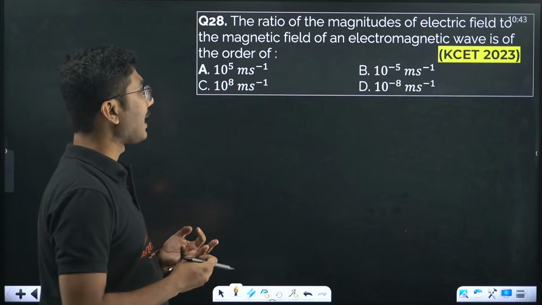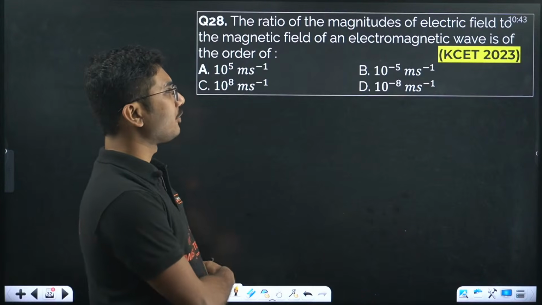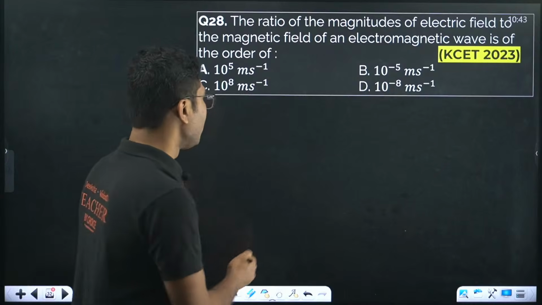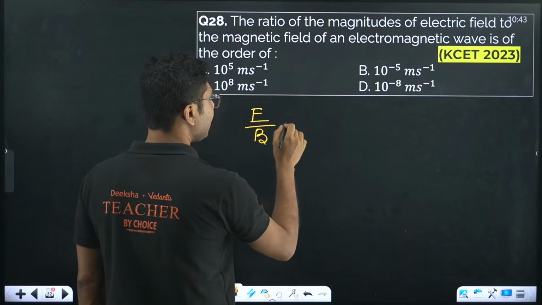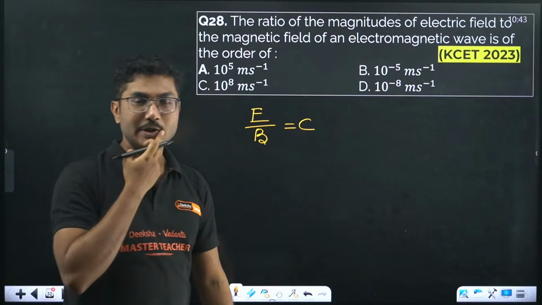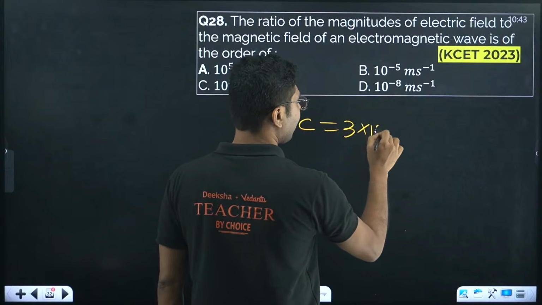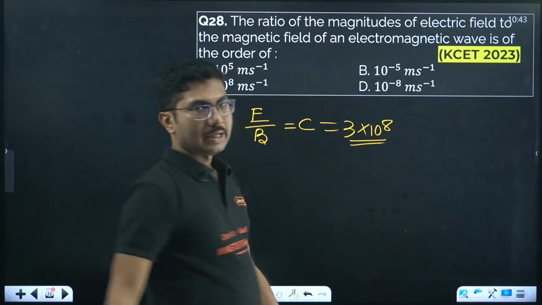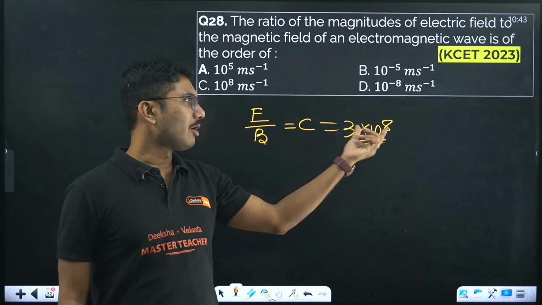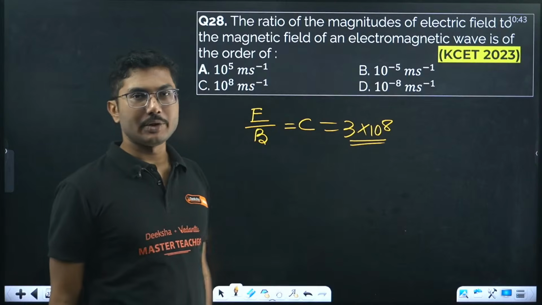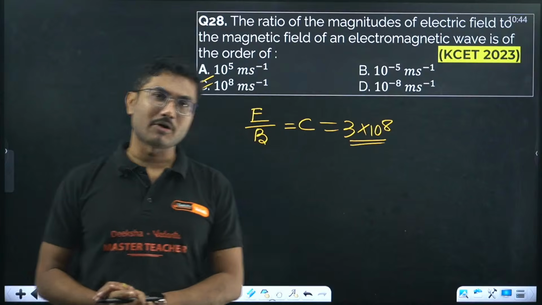The ratio of magnitudes of electric field to magnetic field of an electromagnetic wave is in the order of. So electric field to magnetic field actually gives you the speed of light or speed of the electromagnetic wave, which is 3 into 10 to the power of 8. Now this is in vacuum. If this is in any other medium, the value will be slightly less than 3, but the order should still be 10 to the power of 8.